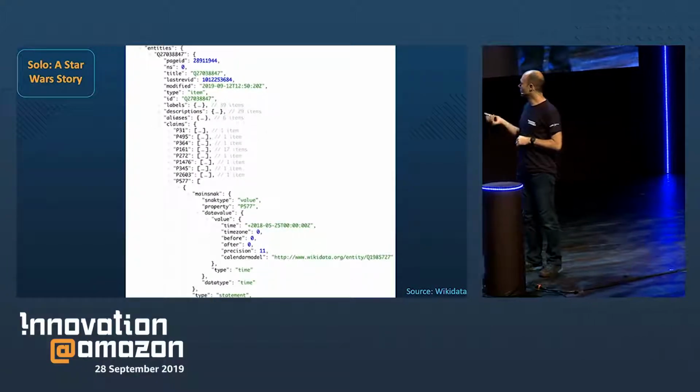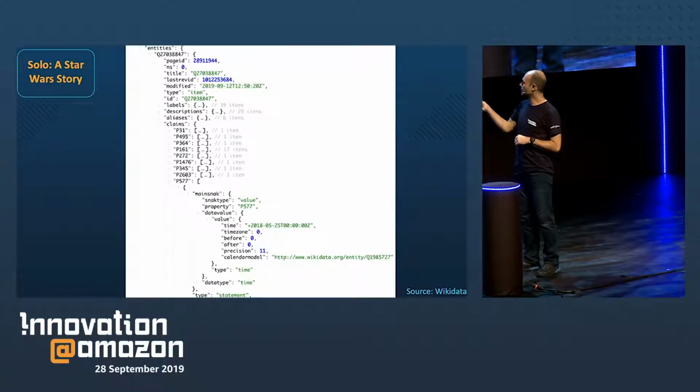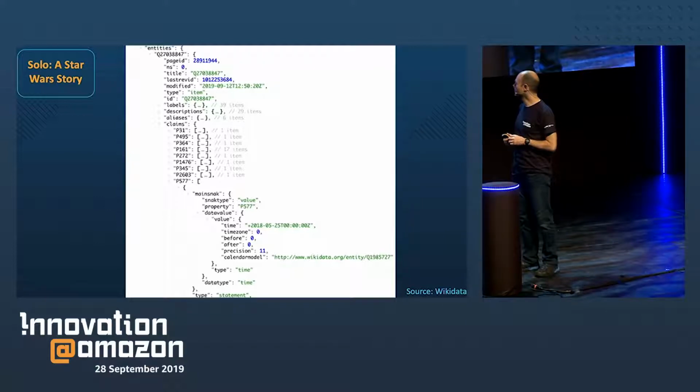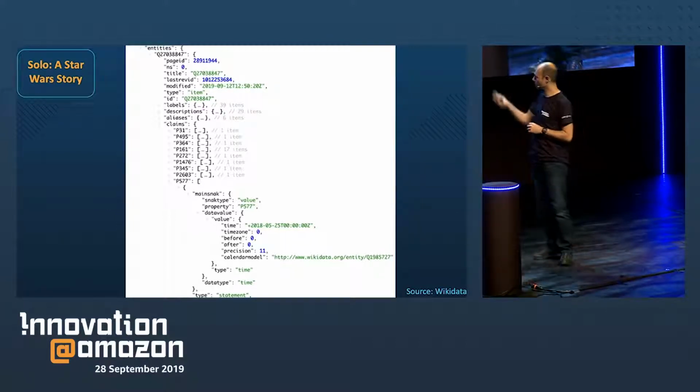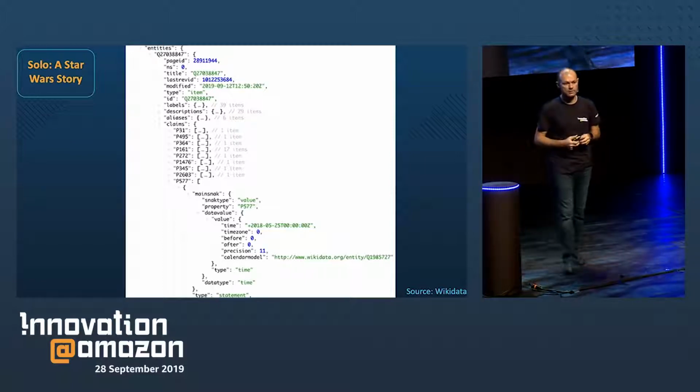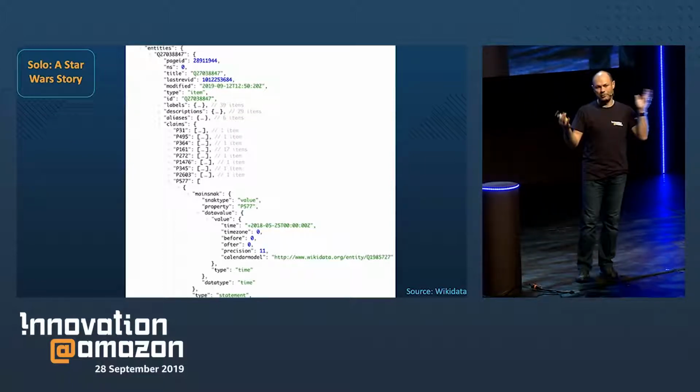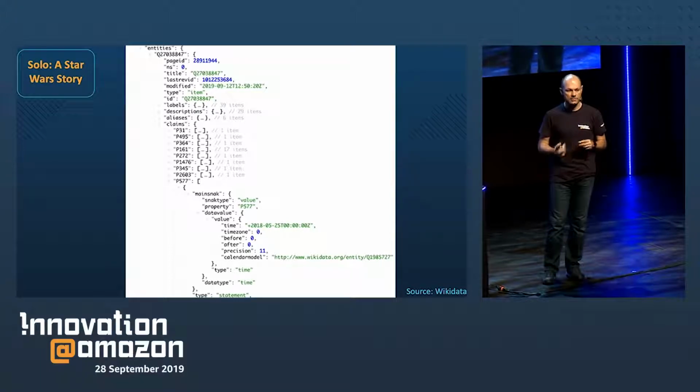Or, for example, you might see something like this. P577 is the publication date, and then here's the publication date for that film. So you can see an example of how the knowledge graph actually represents entities in the world.